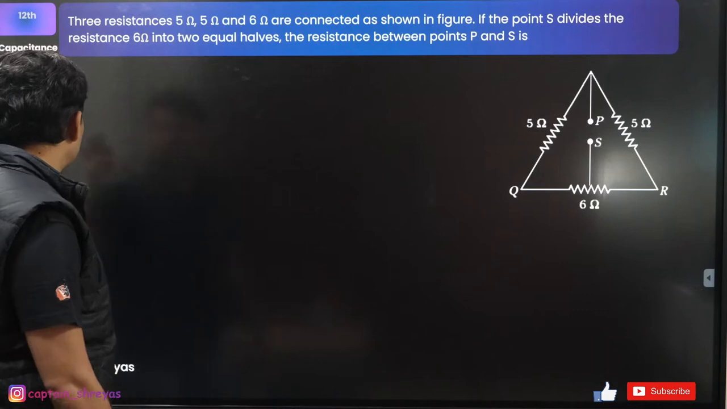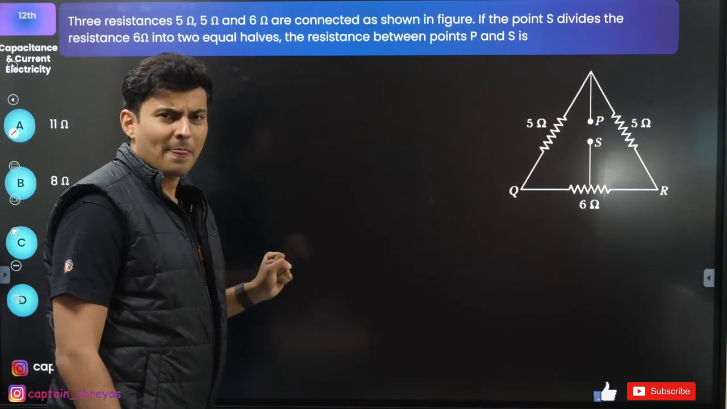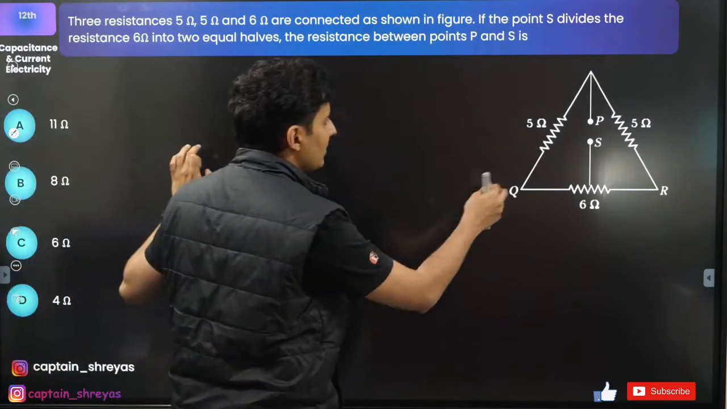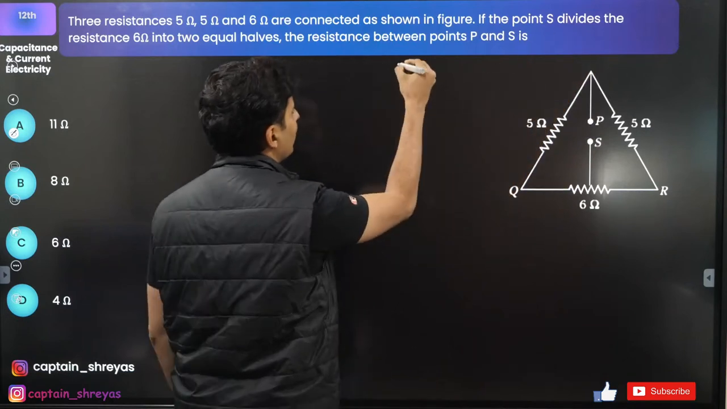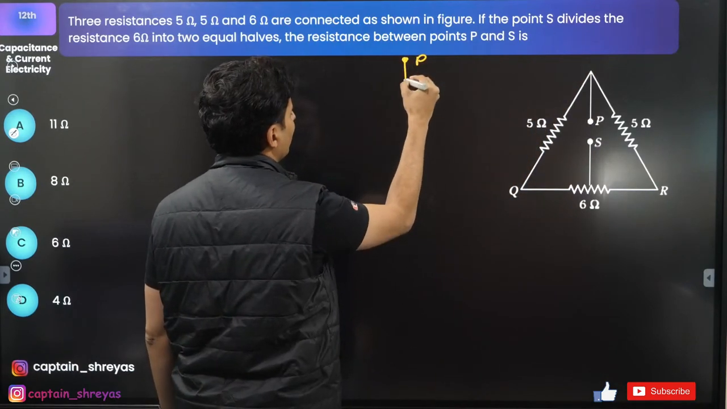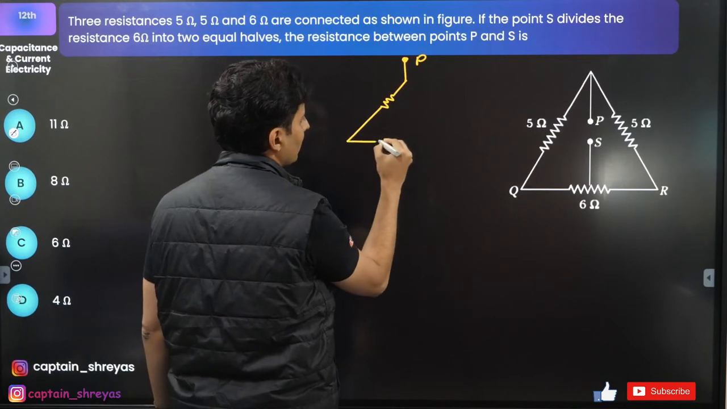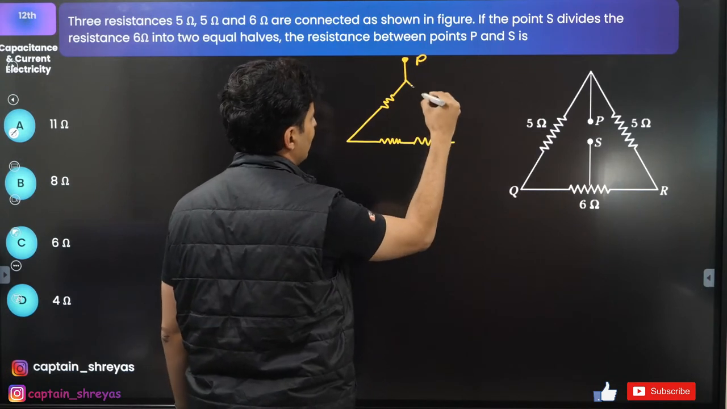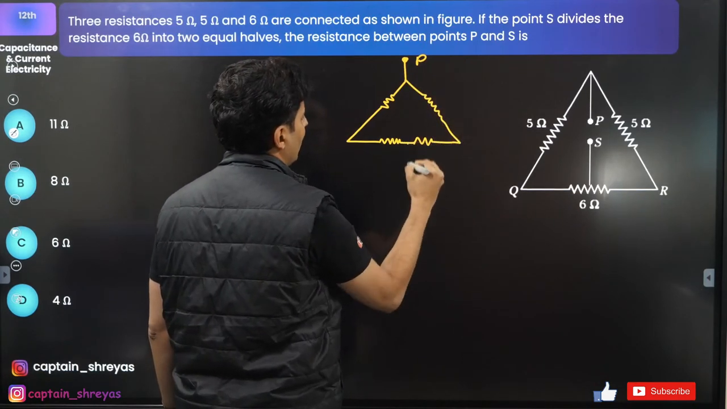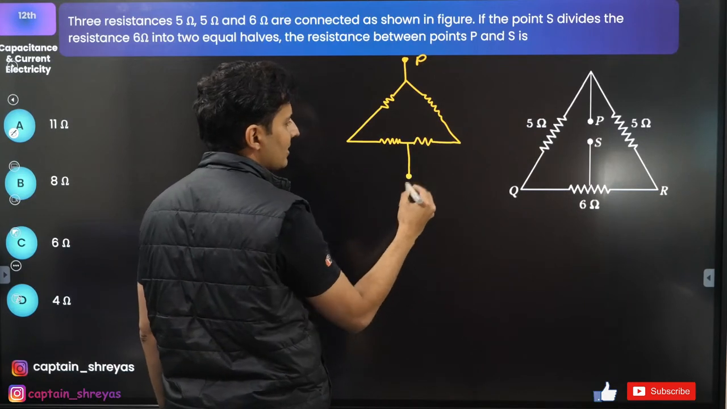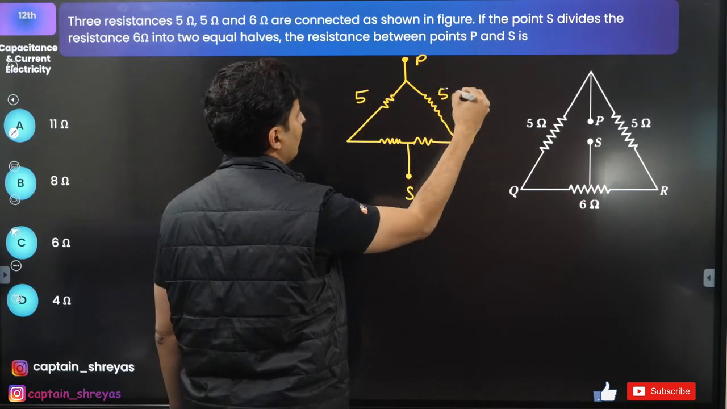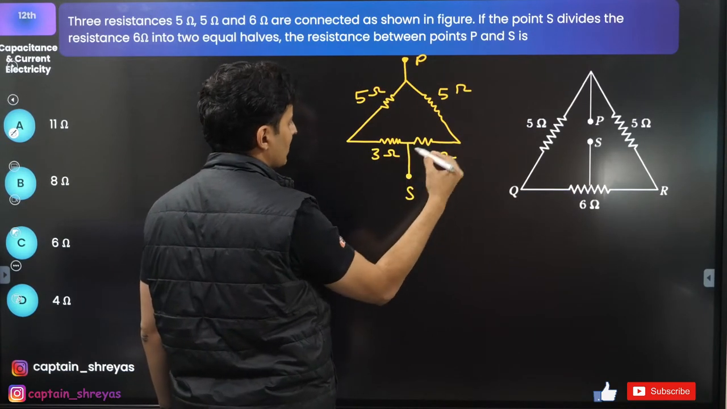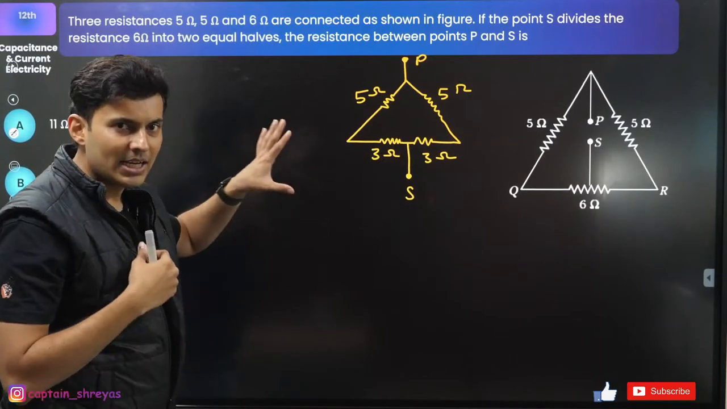It's not so difficult. Now, how to solve this question? Reimagine this. Observe, I take this S point below, and that P point I'll take on the top. In between, I'm taking a point, so I'll just split the two resistors for simplicity's sake. This is point S. This is 5 ohms, this is also 5 ohms, and this 6 I'll split into two resistors, 3 ohms each. Now it looks like it is doable.